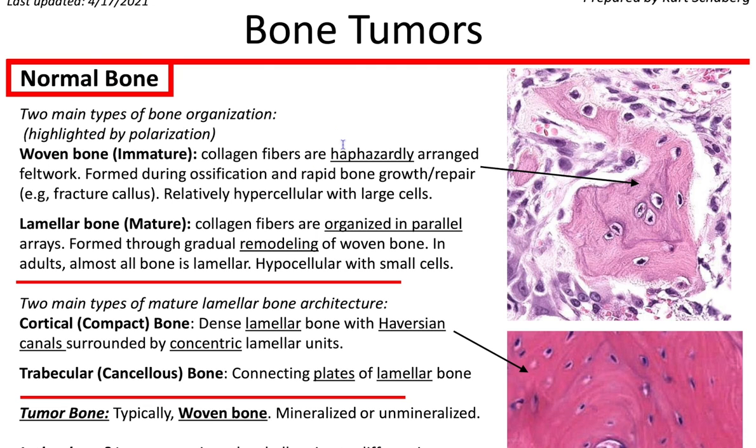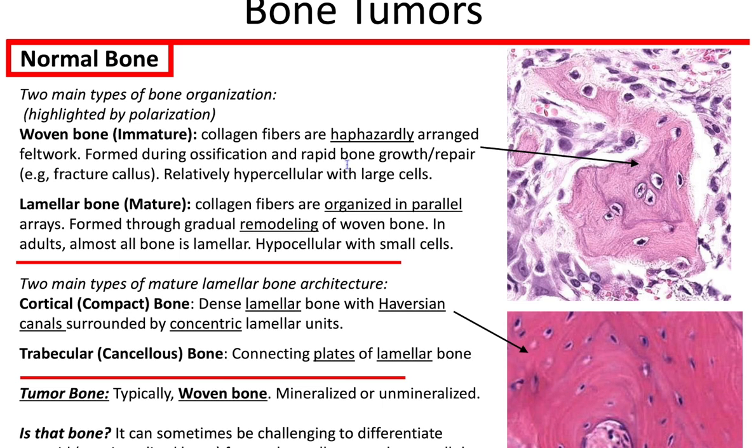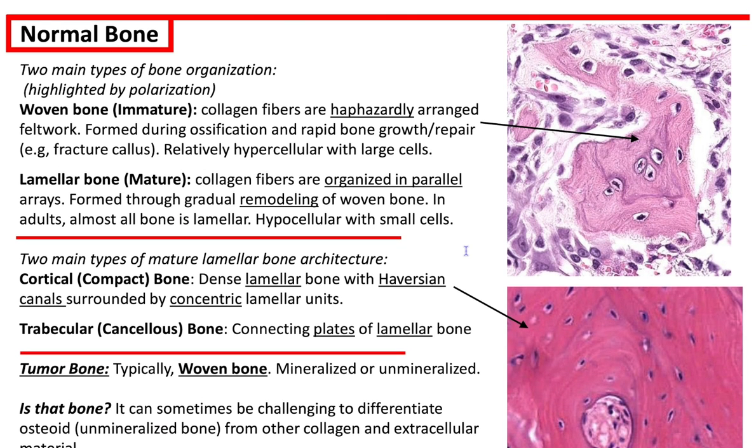Normal bone. You can divide it based on bone organization into two parts: woven bone, immature, and lamellar bone, mature. In woven bone, the collagen fibers are haphazardly arranged, as you can see here. They're formed during ossification and rapid bone growth and repair. They're relatively hypercellular with large cells when you compare them with lamellar bone, which is mature bone. These are collagen fibers organized in parallel arrays. There is formation through gradual remodeling of woven bone. In adults, almost all bone is lamellar, and relative to the woven bone, lamellar bone will be hypocellular with small cells.